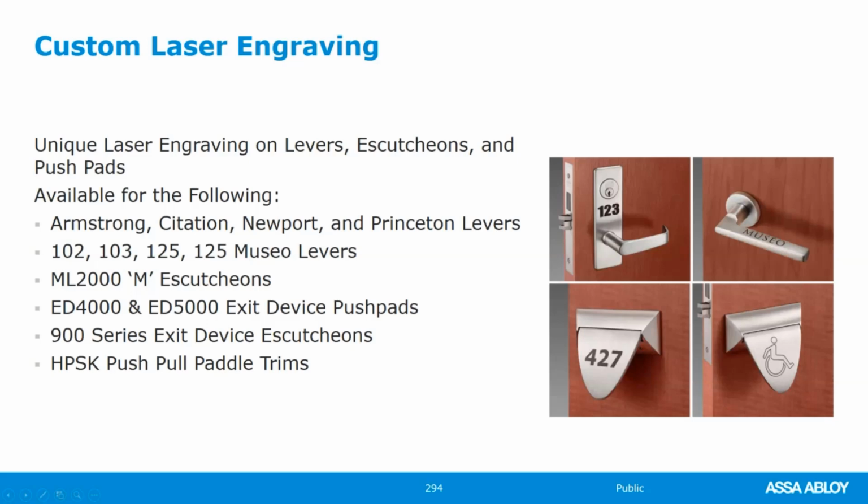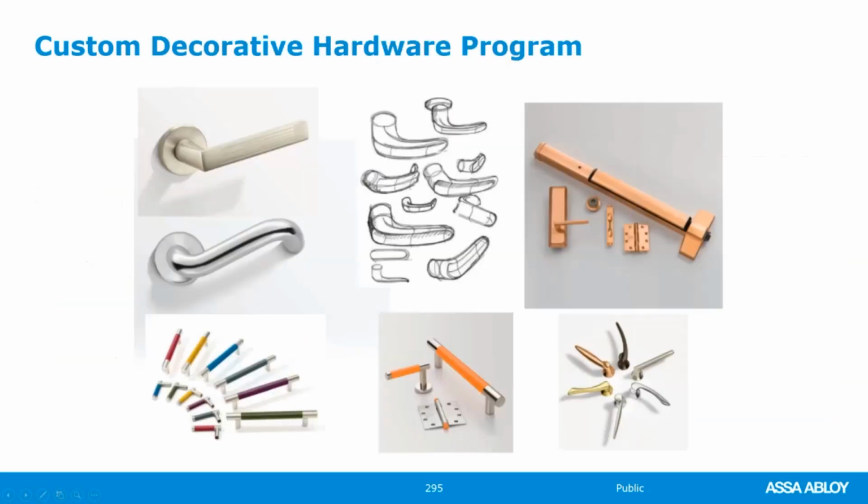Another thing that ASSA ABLOY as a whole can do is our custom decorative hardware program. I talked about our Good Design Studio, our Museo. Well, we can take that one step above. What we're showing you here on the bottom left is our Museo levers working with our door pulls, but the customer wanted a special insert, a special custom color. We did that. In that center bottom picture, we're showing you that same insert on a handle, a pull, and we made the hinge corresponding with it. Again, that's something that we can do that most of our competitors can't.